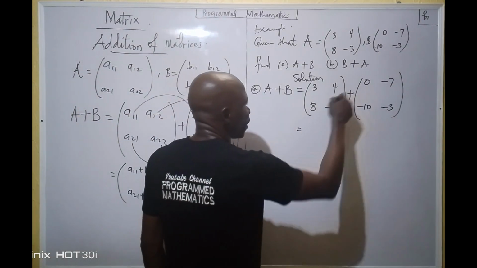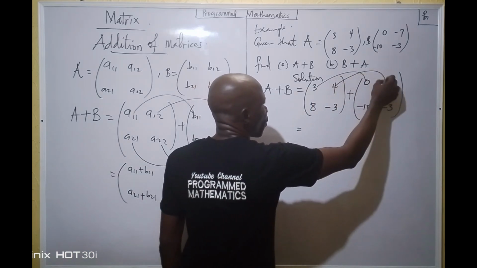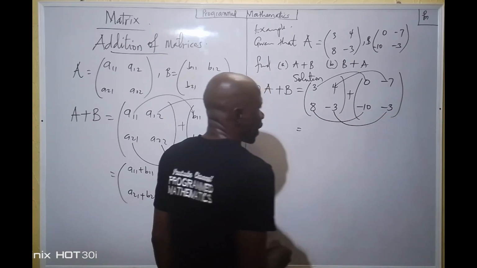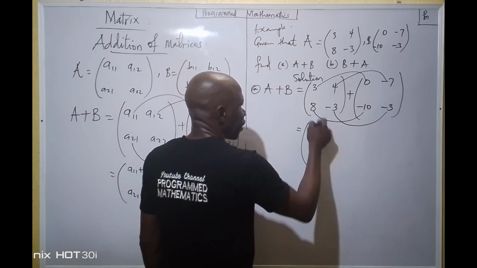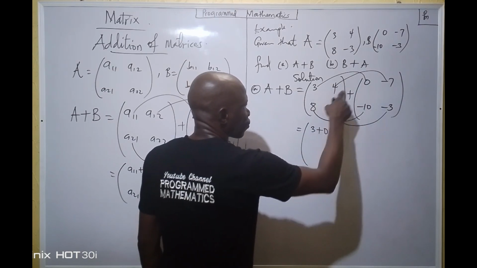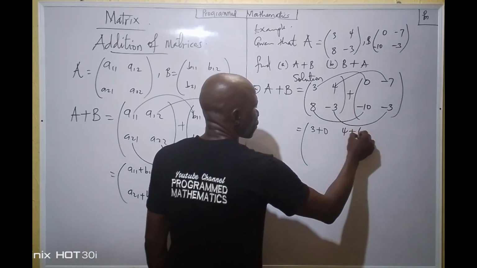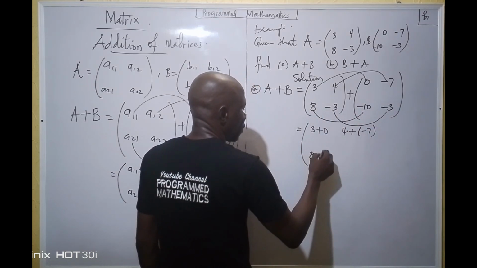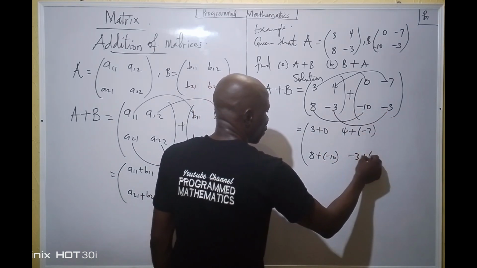So if we do that here now, we are simply adding 3 to 0, 4 to minus 7, 8 to minus 10, minus 3 to minus 3. So we are saying here 3 plus 0. That's first row, first column. Then first row, second column. There's two of them here. We have 4 plus minus 7, and then 8 plus minus 10, and minus 3 plus minus 3.